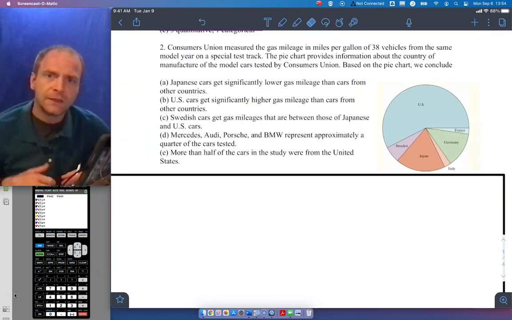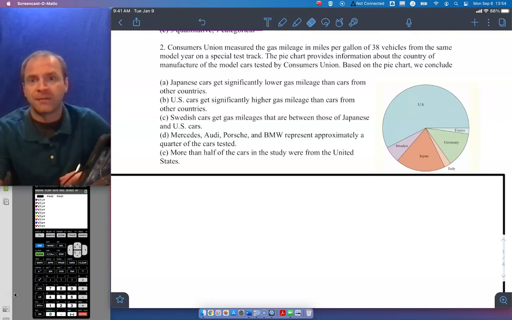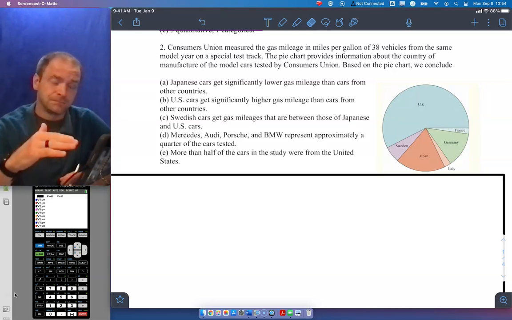So now let's look at number 2. Let's try some of these multiple choice strategies. Consumers Union measured the gas mileage in miles per gallon of 38 vehicles from the same model year on a special test track. This pie chart provides information about the country of manufacture of the model cars tested by Consumers Union. Based on this pie chart, what can we conclude? A: Japanese cars get significantly lower gas mileage than cars from other countries. Now, we're going to have to read through all these choices.